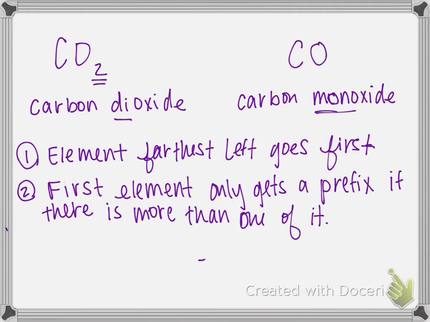Okay, and so what that means is that we didn't call this compound monocarbon dioxide, right? Do you see that? I didn't call it monocarbon dioxide. It's just called carbon dioxide. If I have more than one of that first one, let's say my compound was C2O2, this would be called dicarbon dioxide, right? So the first element only gets a prefix if there is more than one of it.